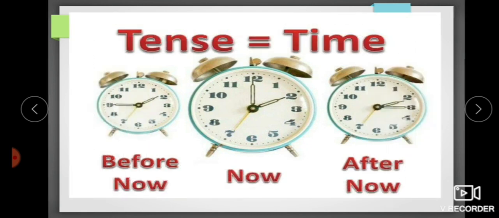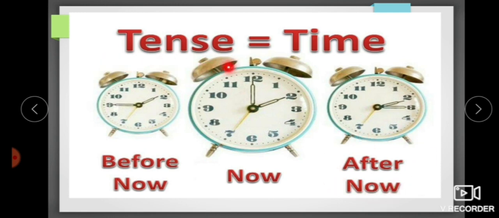Now over here in this picture we can see three different clocks. The first one is before now, second is now, and the third one is after now. So the clock which is describing before now, it means that it is in past time. The clock which describes now, it means it is in present time. And the clock which describes after now, it is in future time.